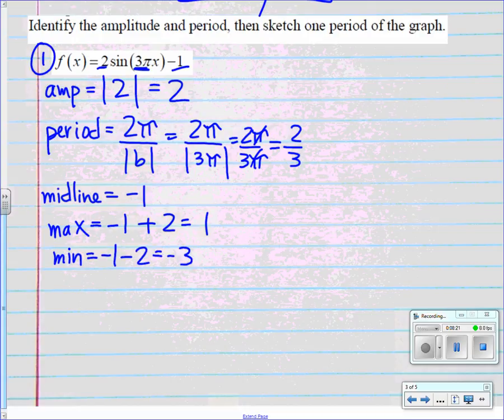So the highest point on the y-axis that our sine wave reaches is 1. The lowest point is -3. So these two things will tell you how to label the y-axis, because that's the max and the min on the y-axis. So now let's sketch one period of the graph. That's all that we're going to sketch on our notes and on our assignment today. So let's graph the y-axis. We just need to go from -3 to +1.